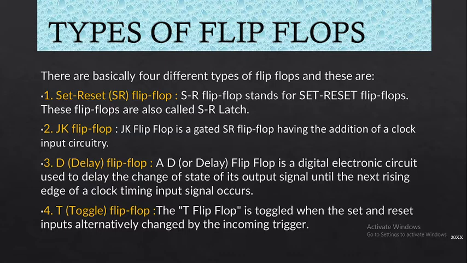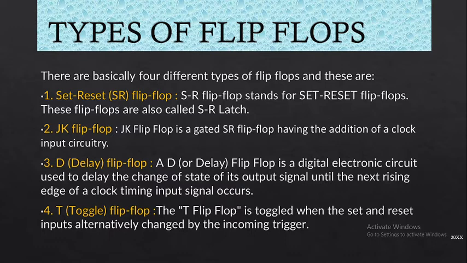There are basically four types of flip-flops. The first being set and reset flip-flop, which means SR flip-flop. The SR flip-flop is also known as set and reset flip-flop and it is also called SR latch. The second type is JK flip-flop. A JK flip-flop is a gated SR flip-flop having the addition of a clock input circuitry. That means that when an SR flip-flop is added with a clock input, then it's known as JK flip-flop.